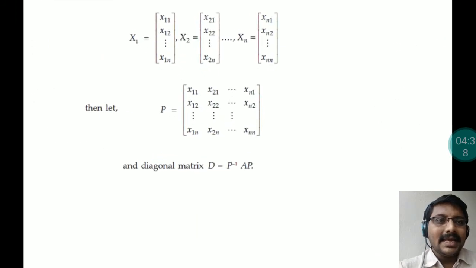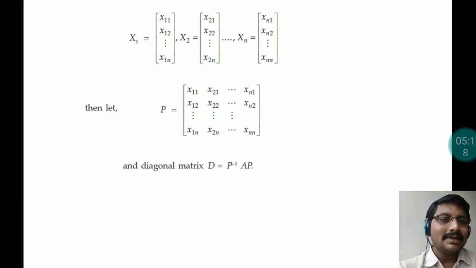These are the n linearly independent eigenvectors, that is x1, x2 and so on xn. These are the column matrices. With these combinations, we will get the model matrix P. So the model matrix P is the matrix of x11, x12 and so on x1n as the first column, x21, x22 and so on x2n as the second column, xn1, xn2 and so on xnn as the last column.